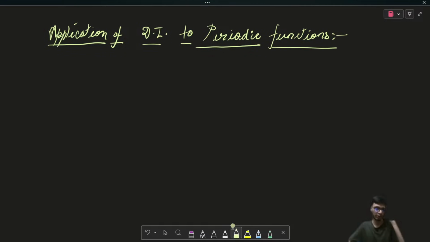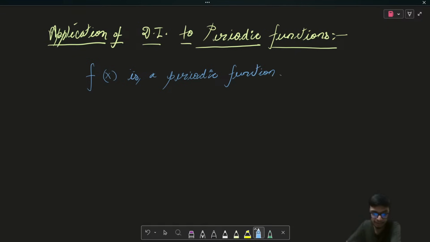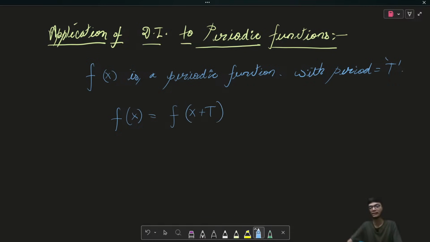So if I quickly talk about what a periodic function is, you all know it very nicely: if f of x is a periodic function, then this function should have a repeated interval. If it is a periodic function with a period, let us say the period is t, then I know very nicely that the function value is going to repeat after this interval t. So the functional value at f of x plus t should be equal to the functional value at x, right?